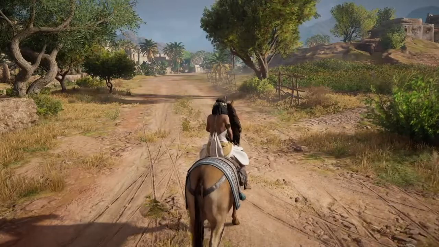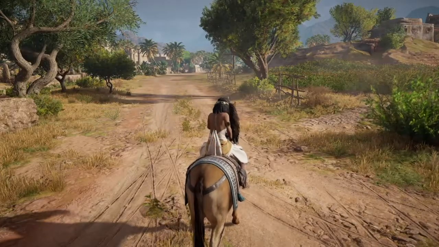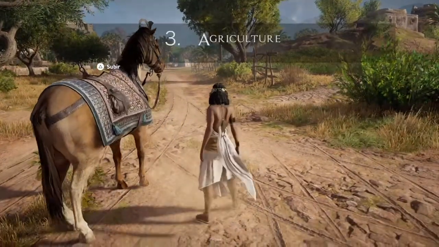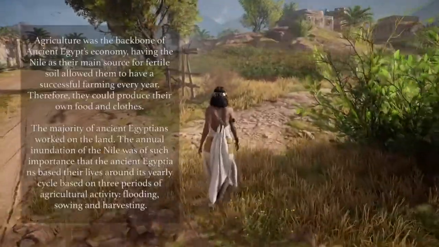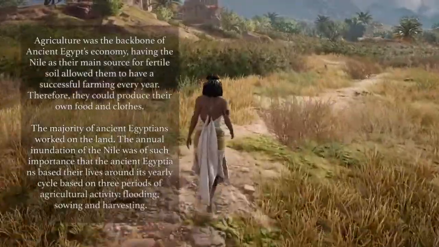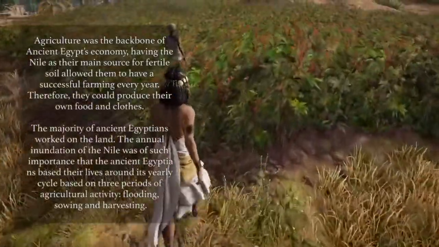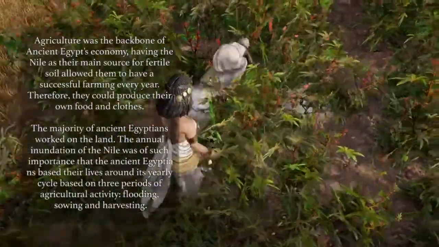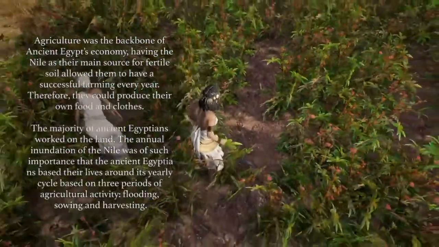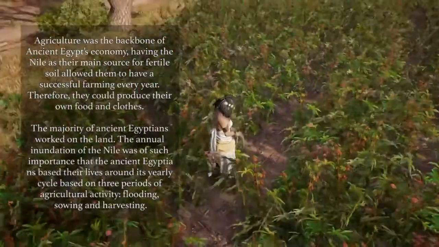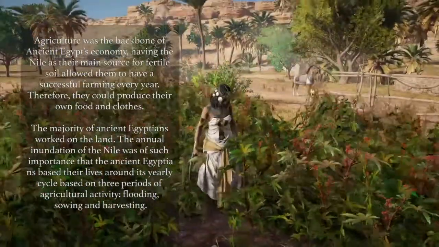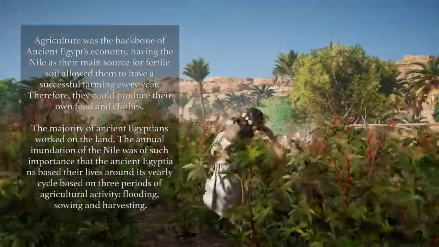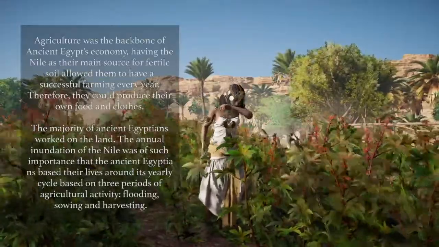Nevertheless, although these last two building blocks were important to define the civilization, agriculture was fundamental to the success of ancient Egypt. Agriculture was the backbone of ancient Egypt's economy. Having the Nile as their main source of fertile soil allowed them to have successful farming every year. Therefore, they could produce their own food and clothes. The majority of ancient Egyptians worked on the land.